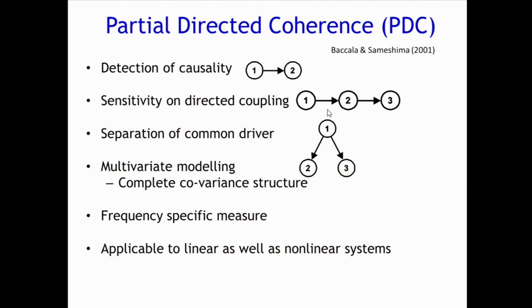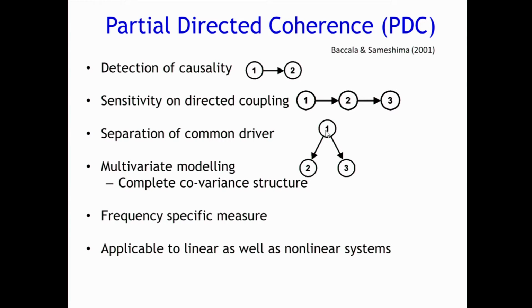Now, think about another possibility. 1 is influencing 2, and 2 is influencing 3. Here you can say yes, information flows from 1 to 3, but there is no direct connection. And often in neuroscience, in connectivity, you want to find out whether there is a direct connectivity, or whether information flows directly from one system to another system.